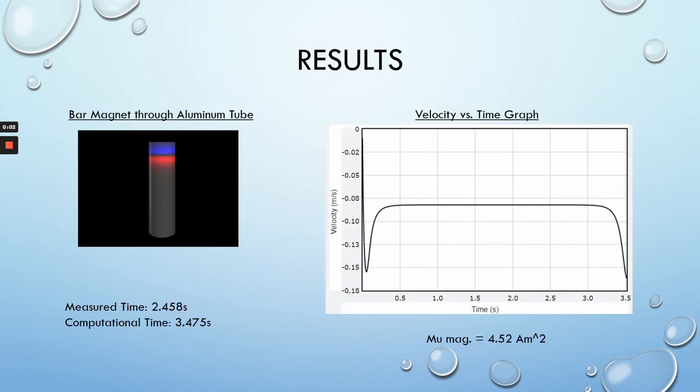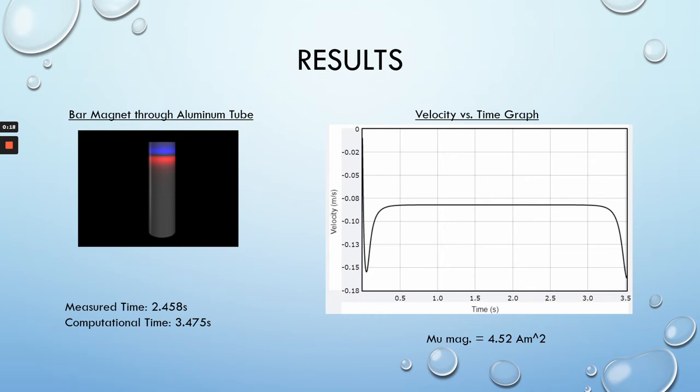After I ran my code, 2 diagrams were produced. First, on the left, is a visual of the bar magnet traveling down the tube over time. Red represents north and blue represents south. On the right is a velocity versus time graph that displays the magnet's motion.